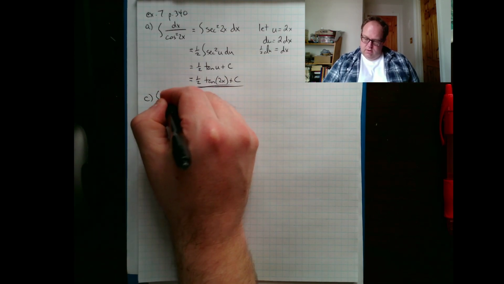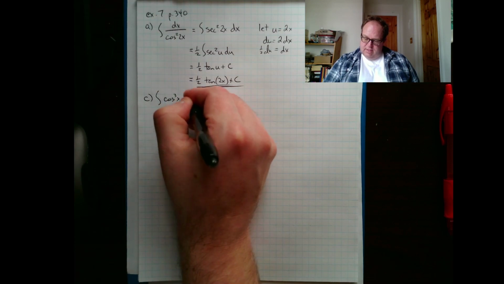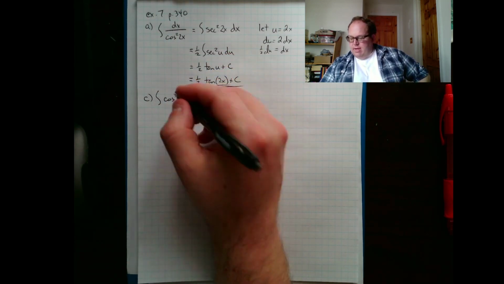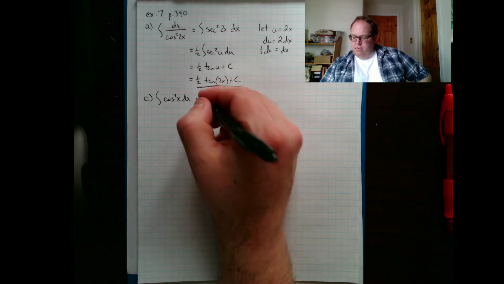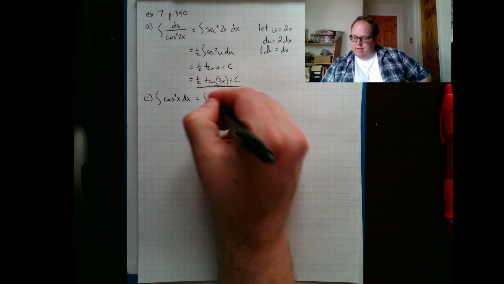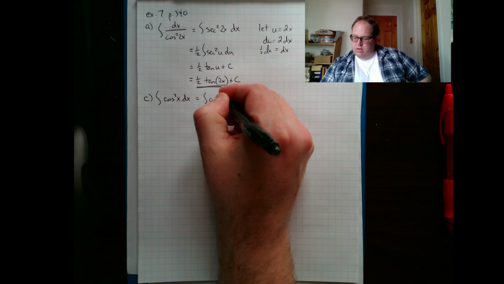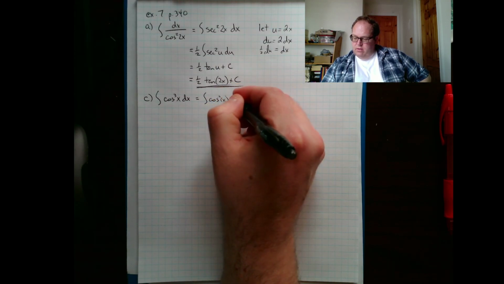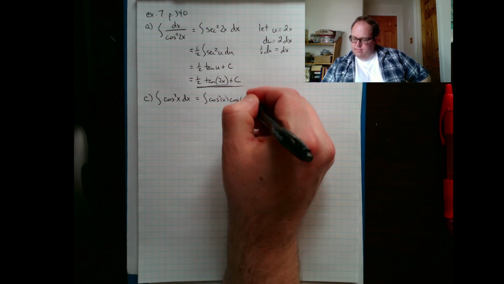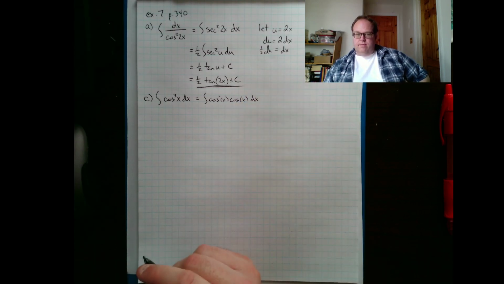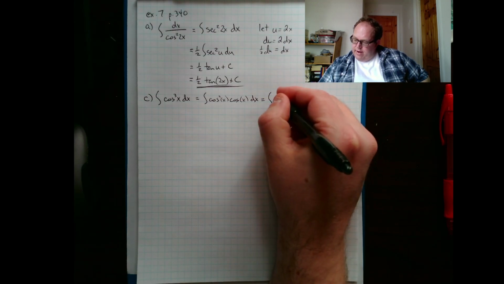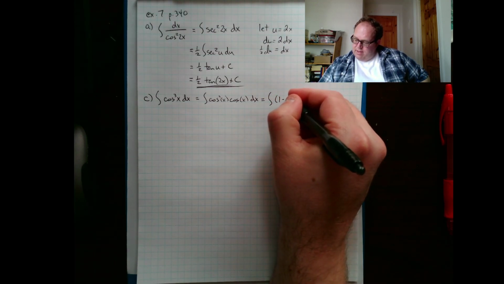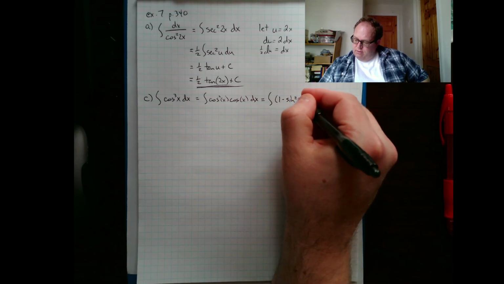Integral cos cubed x dx. Now this is one that always tends to catch people up a little bit. But what you can do is you can break that cosine cubed up into a cosine squared times a cosine. And then the cosine squared you can rewrite, thanks to the Pythagorean trig identity, as 1 minus sine squared.